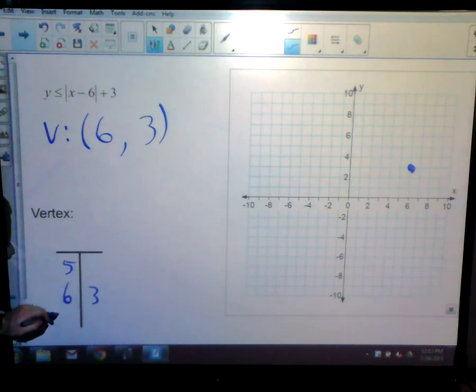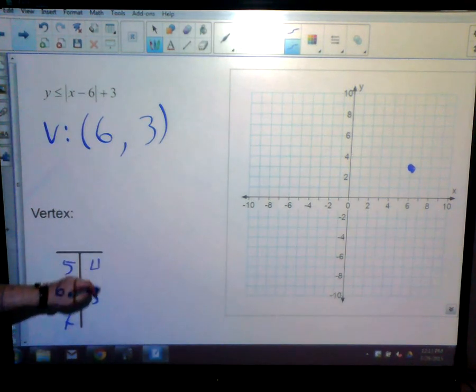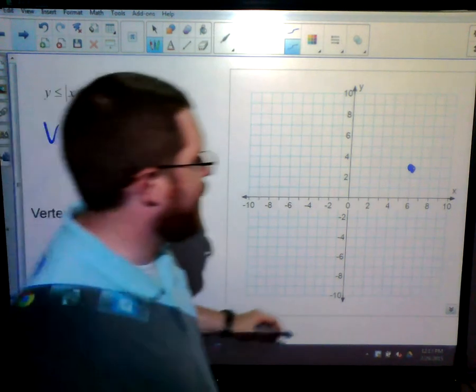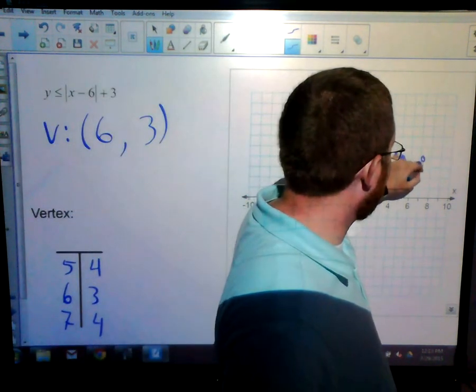Let's pick a point on either side. If you plug in 5, 5 minus 6 is negative 1. Absolute value is 1 plus 3 is 4. 7 minus 6 is 1 plus 3 is 4. So 5, 4, and 7, 4.